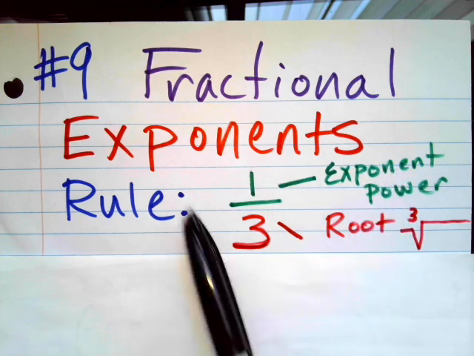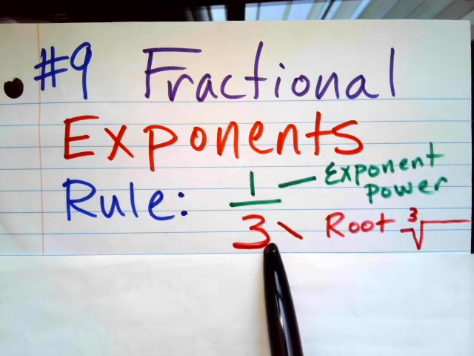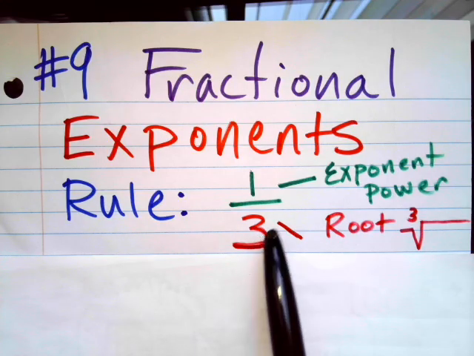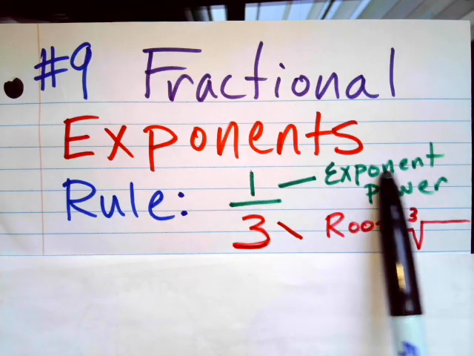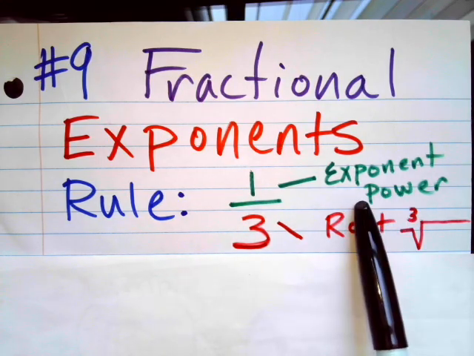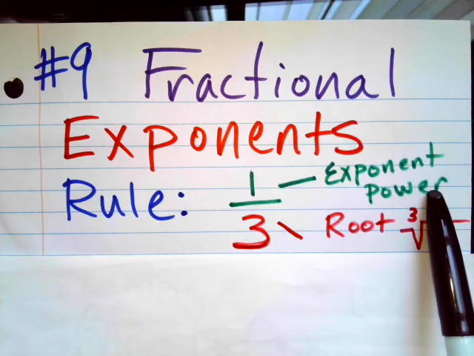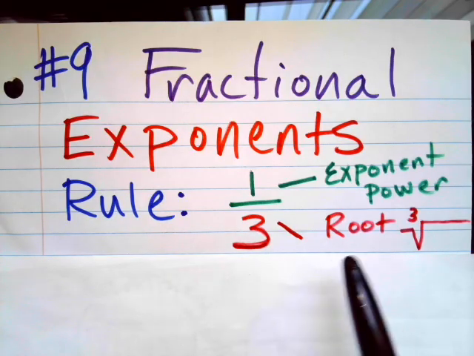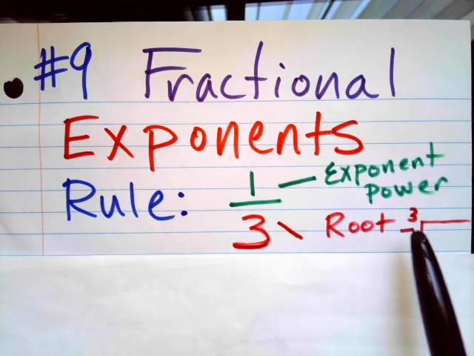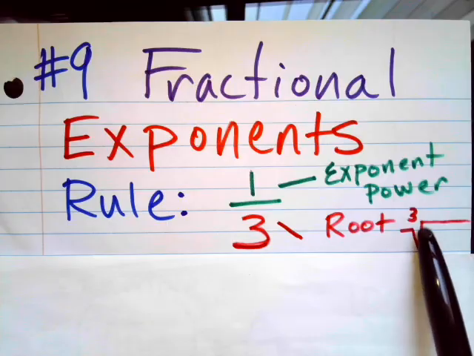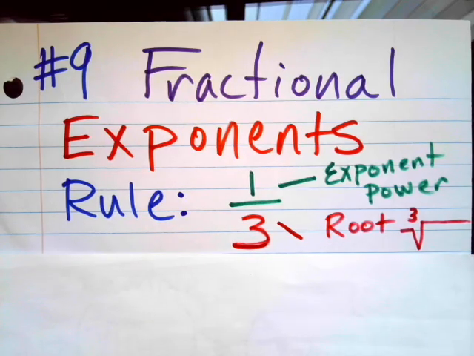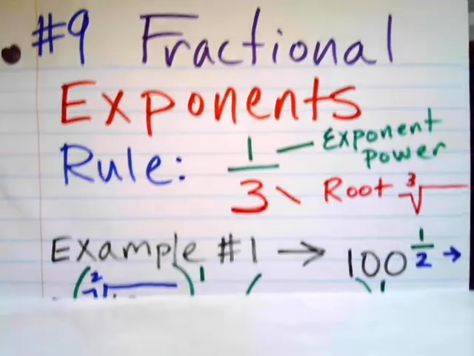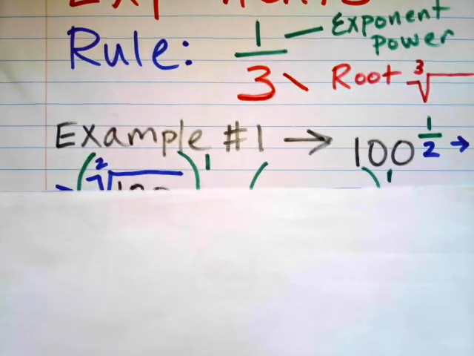So basically, when you get an exponential power that's a fraction, the top portion, the numerator, is what is called the exponent power. Okay? I'll show you some examples of this in a moment. The denominator represents your root, in this example, a cubed root. All right, let's just go ahead and get started and check out some examples here.